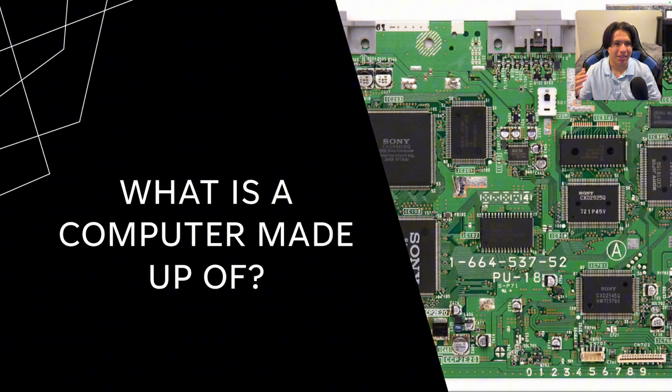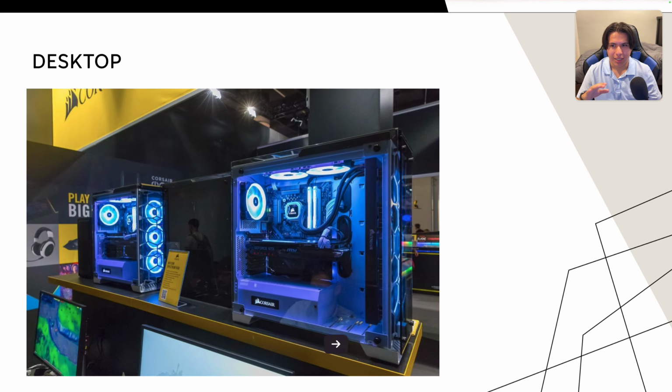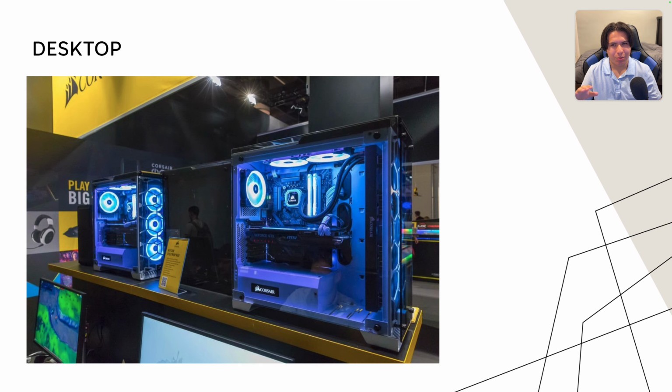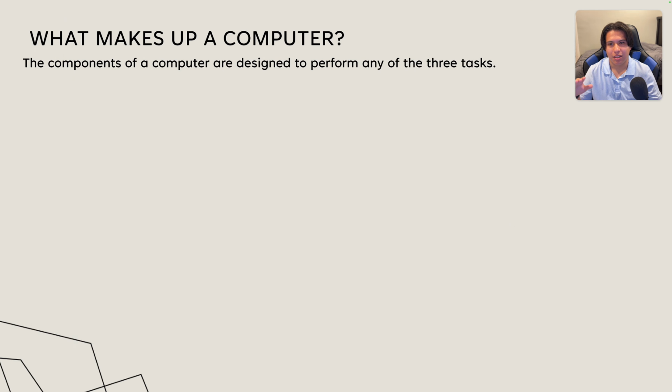Now, what is a computer made up of? If you know, you know. This is a motherboard, which is going to be the video after this in the series of networking essentials. But for this purpose, we're going to be defining what a desktop is made up of, because if you can understand this, all of the concepts go by much more smoothly. The components of a computer are designed to perform any of the 3 tasks: input, processing, and output.